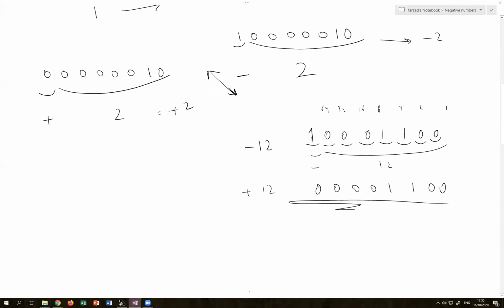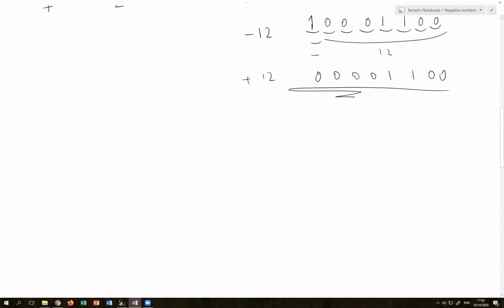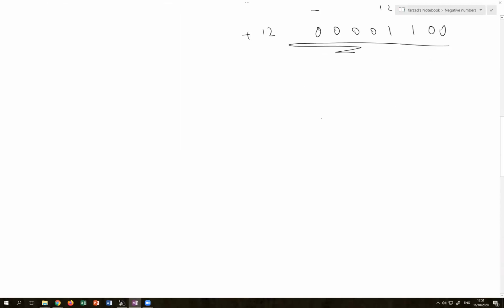In summary, in sign magnitude, the MSB, the leftmost bit: if it is 1, we say that's negative. If it is 0, that's positive. You only have to look at the first bit, the MSB, to find out the sign, and the rest gives the magnitude. I hope that's clear.